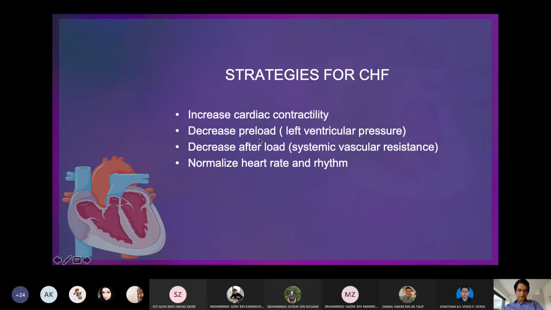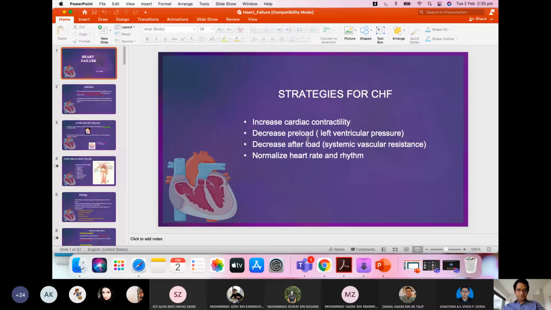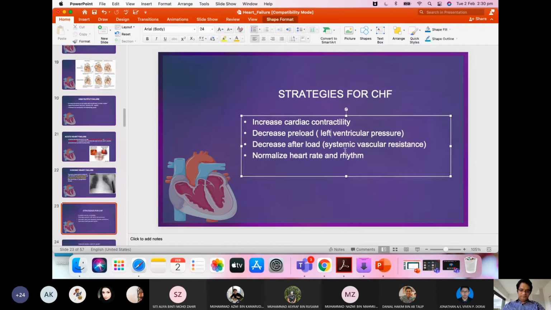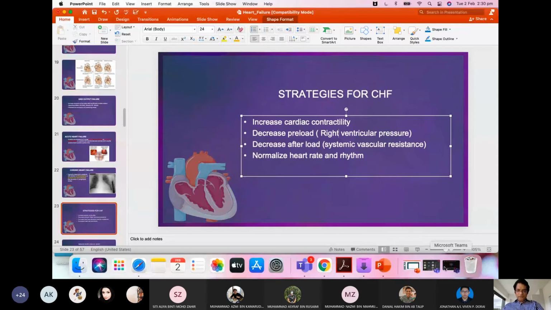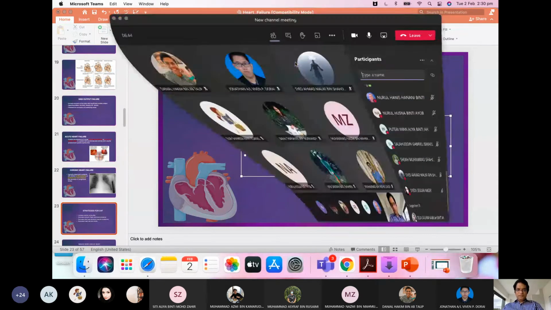We have to decrease the preload of the heart, right? When venous return, then we have to decrease afterload of the heart. So aortic regions and also this should be right. This should be right. So treatment strategy depending on whether you want to focus on the contractility of the heart.